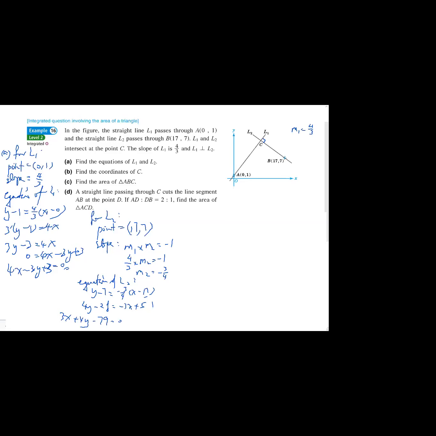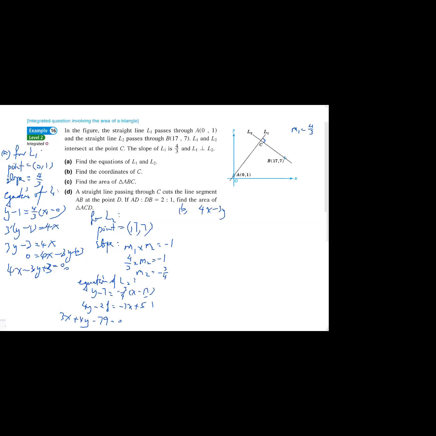And then part B, we are going to find the coordinates of point C. We just check on the diagram: what is the role of point C? Okay, C is the intersection point of L1 and L2. So we are going to solve L1 and L2 using equation 1 and equation 2, solving the simultaneous equations. So in part B, to find the intersection point, we set up the simultaneous equations.